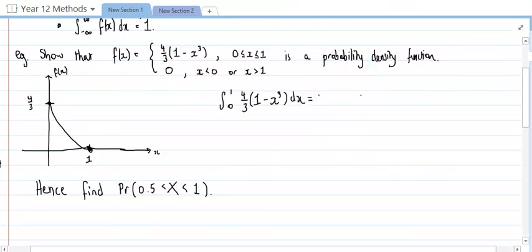So it's equal to 1, and therefore this is a probability density function. I'm just going to call it PDF.